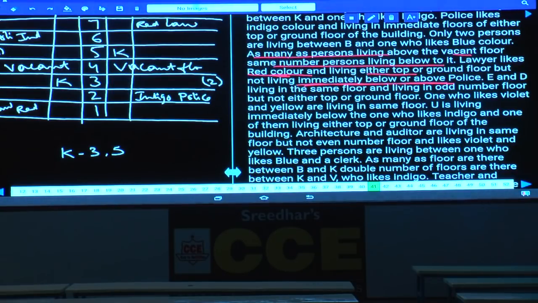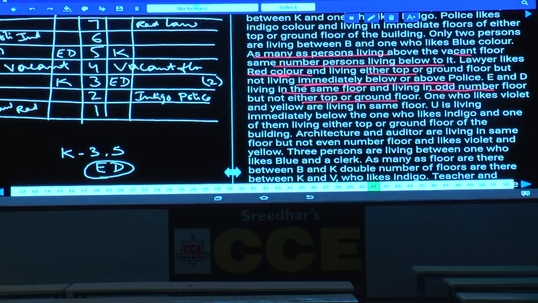Then E and D are living in the same floor, and living in an odd number floor, but not either top or ground. E and D, odd number floor, but not either top or ground. Tell me, where can this one be? Odd number floor. Hence in the first case, E and D must be on the top floor. Now in this one, where should E and D be? E and D must be on the 7th floor. 5th floor. E and D must be on the 5th floor.